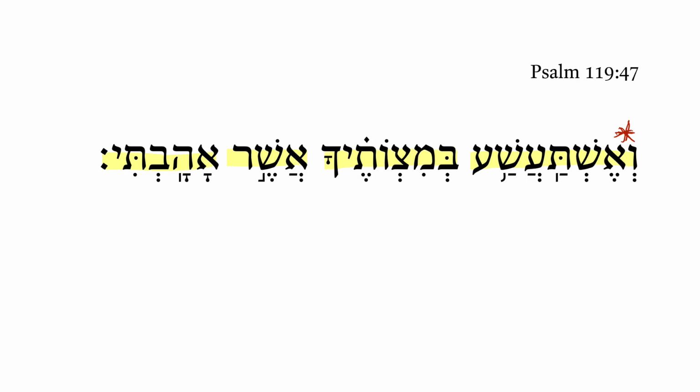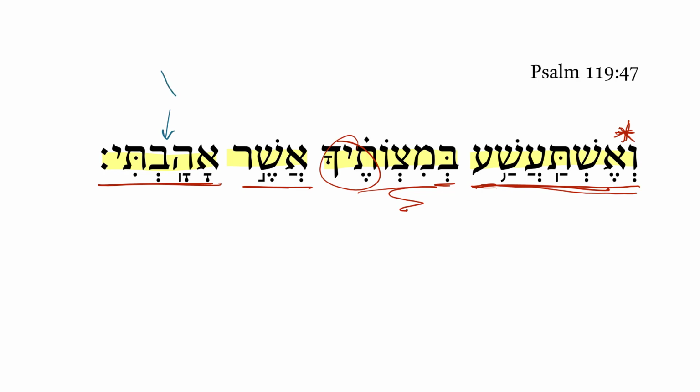This would be, and I will take delight, or I will find delight in your commandments, mitzvot, which I love. So let me do the easy part here first. We've got a Qal perfect 1CS of the root ahav, which I love. Of course, the relative clause here is looking back to the commandments, right? The commandments. So let's look at the verb here.